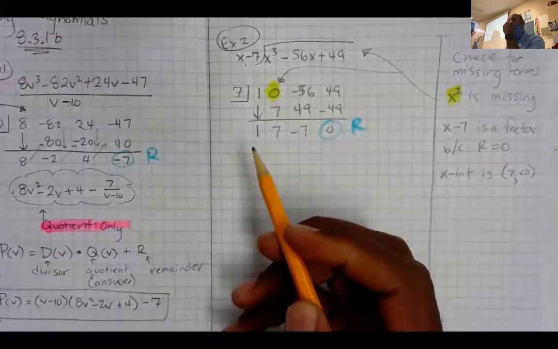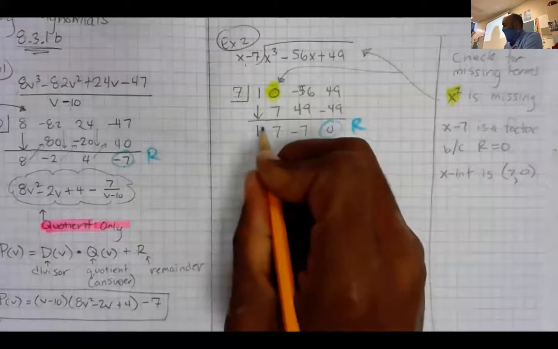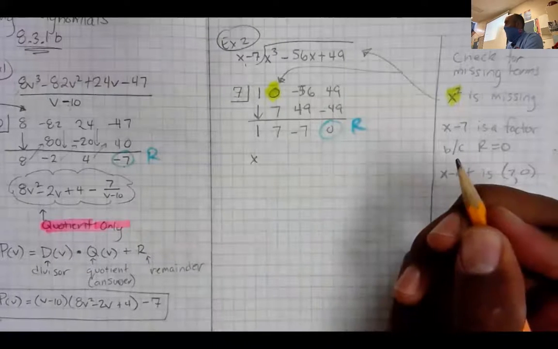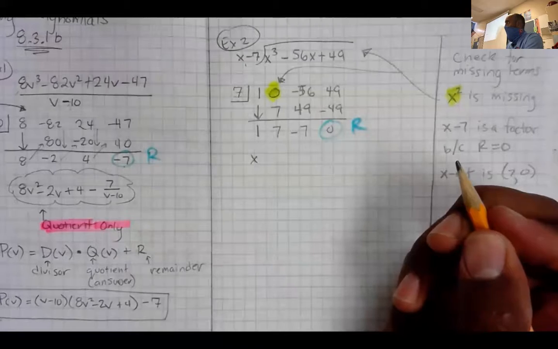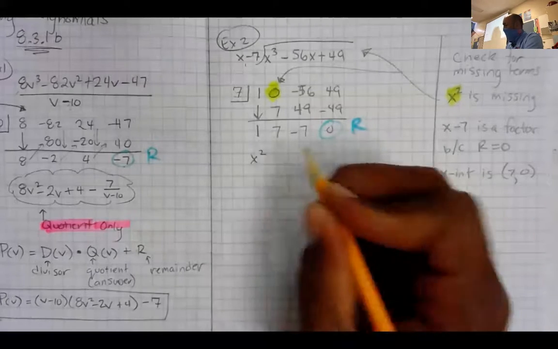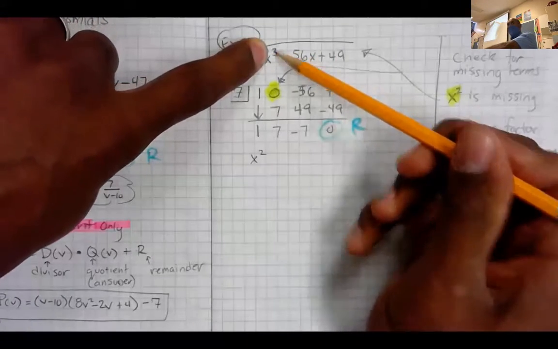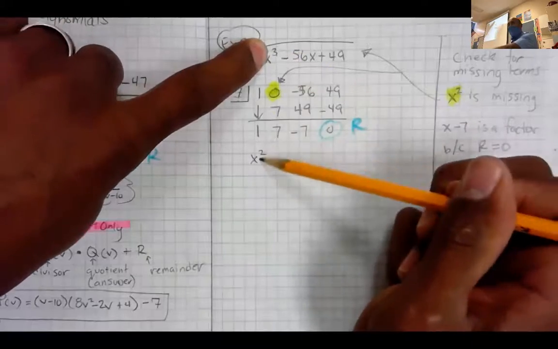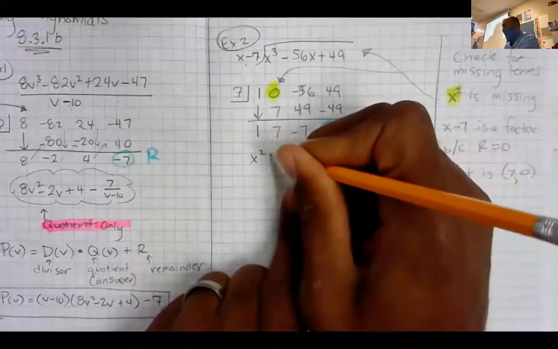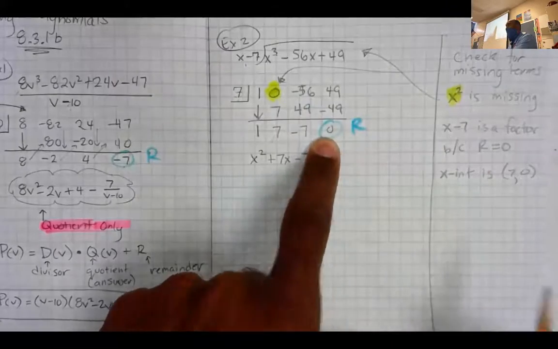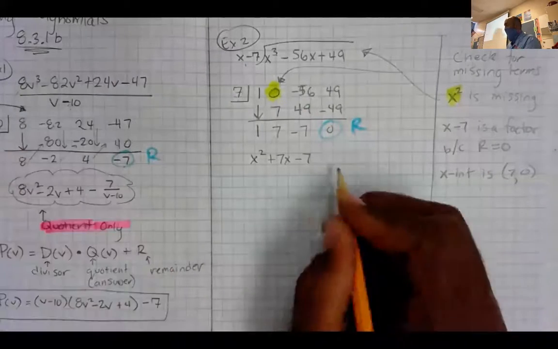All right, so now let's write out the quotient. First, I start with x to the what power? Squared. Remember, you start with one less. Always go one less than what you started with. So that was 3, I go down to 2, and then I go down from there. So now plus 7x minus 7. There is no remainder, so that's my answer. That's my quotient.